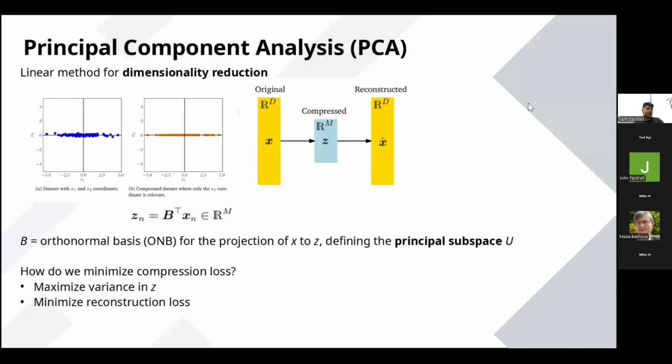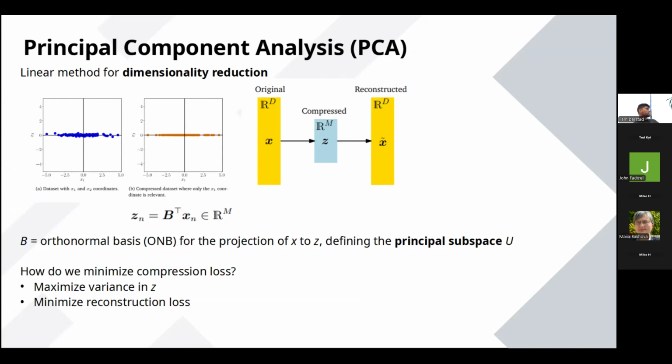So the idea that the book gave for what PCA is, is that it's a linear method for dimensionality reduction. This might look familiar to people who have worked with autoencoders before, but basically it just tries to take an original data set, or an original matrix of data, observations, etc., and compress that into a smaller dimensional space.